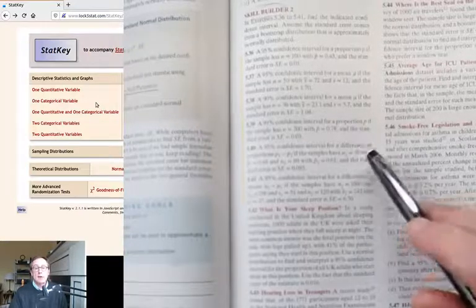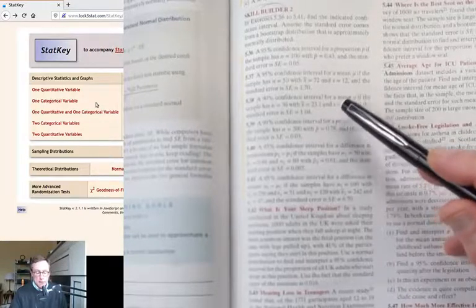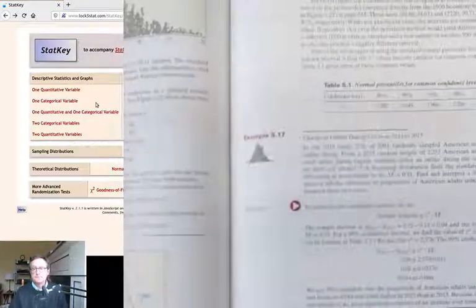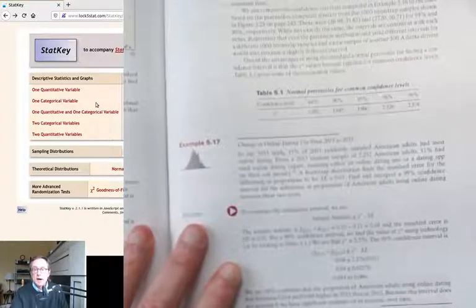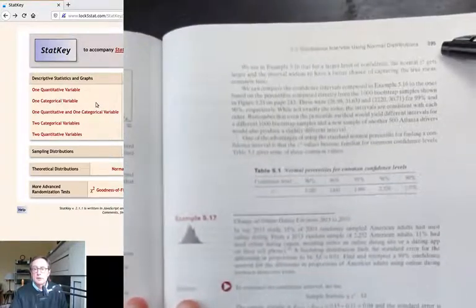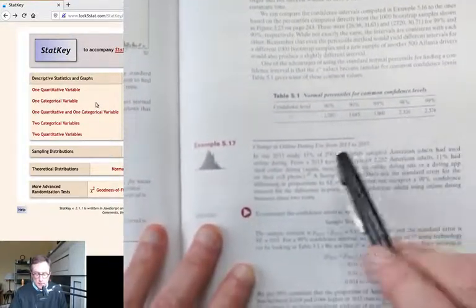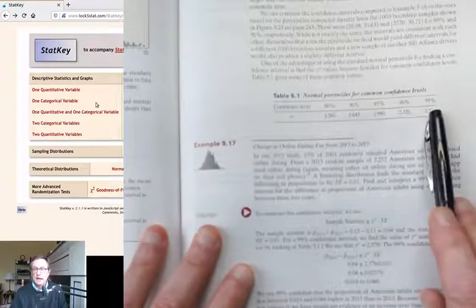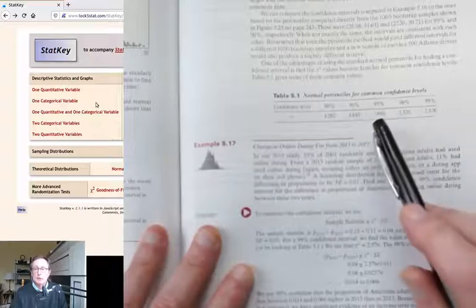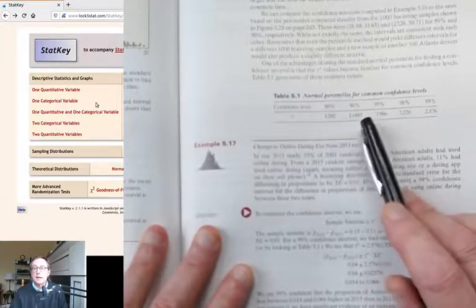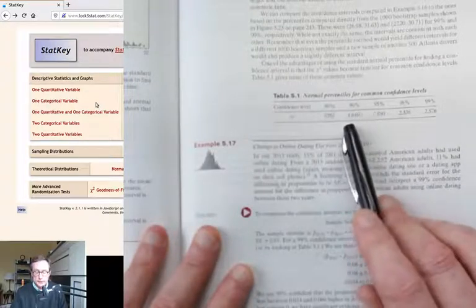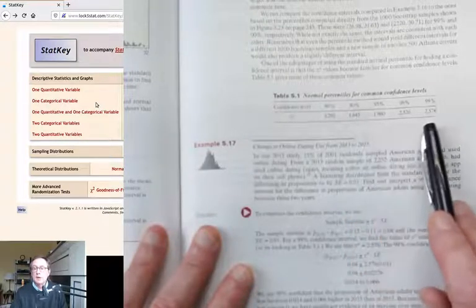Well, the book has the number for 90% and also for 99. Let me see if I can find it on the previous page. Page 395. It gives the number for 80%, 90%, 95, 98, and 99. Now, I'll only ask a person to know the three: 90, 95, and 99. So you should know those three.